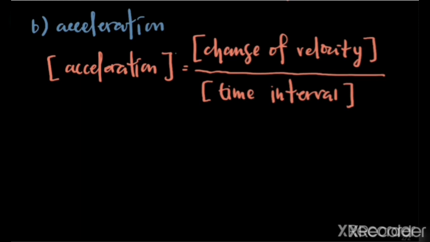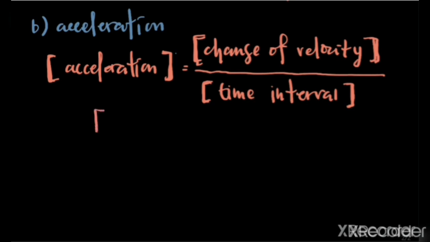For question B, you have to determine the dimension for acceleration. As usual, first you have to know the definition of acceleration. Acceleration is change of velocity divided by time interval. The dimension for acceleration is the dimension for change of velocity divided by the dimension for time interval. You may also use the symbols.